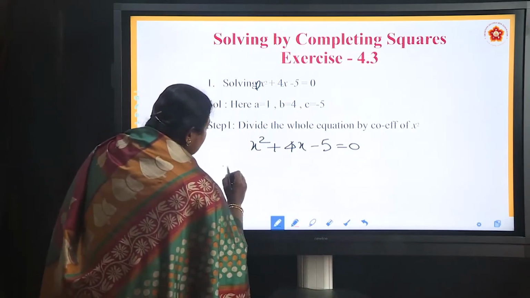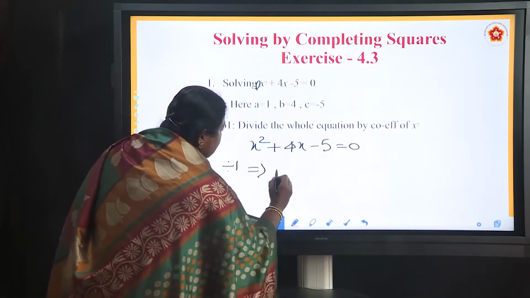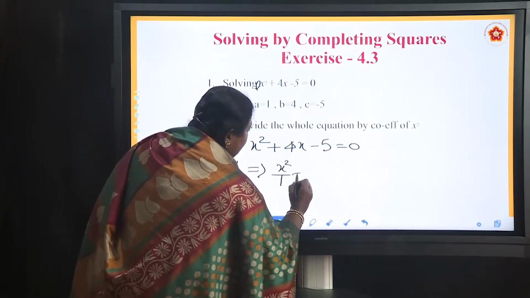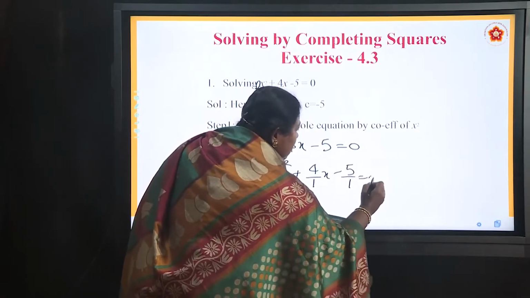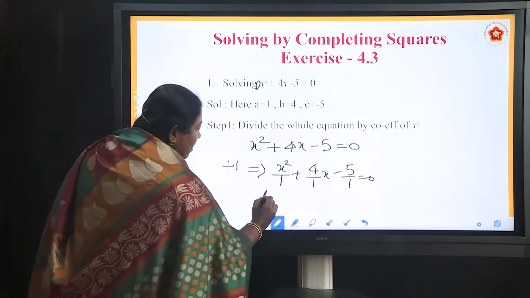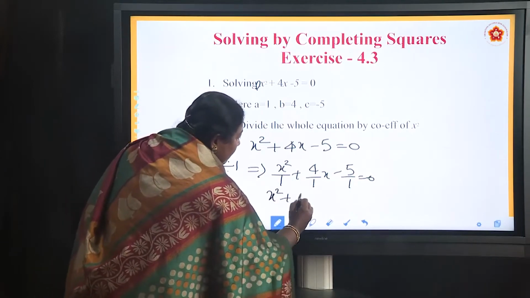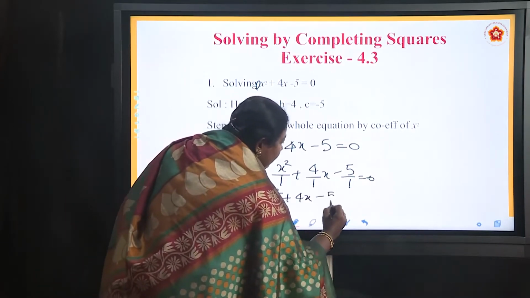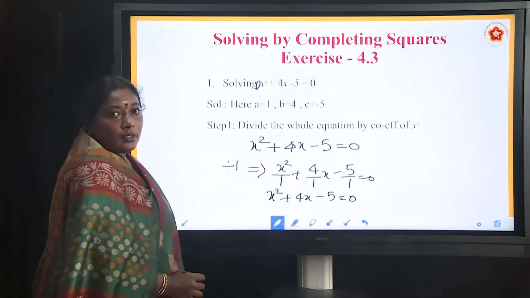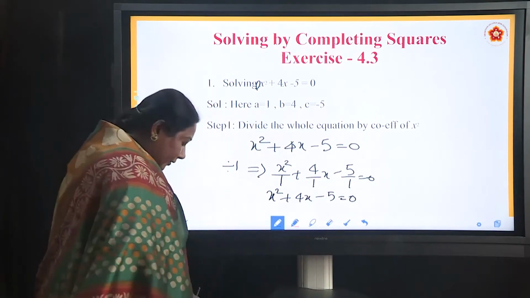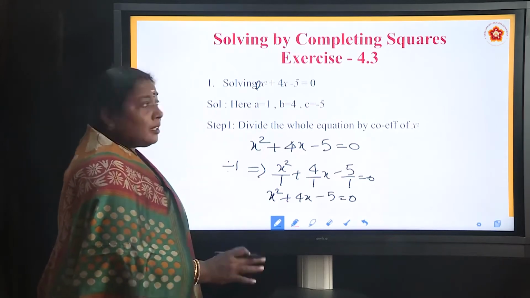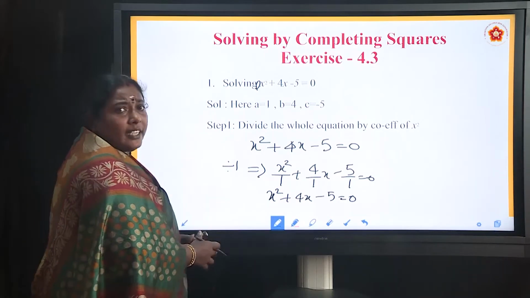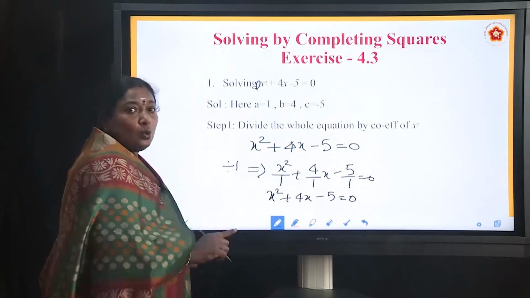So divide this by 1, divide by 1, which implies x square by 1 plus 4 by 1x minus 5 by 1, which is equal to 0. No changes, same equation will be there. So x square plus 4x minus 5 equal to 0. So whether you have a change or no change, do that step. By dividing 1, there won't be any changes, but do that step.